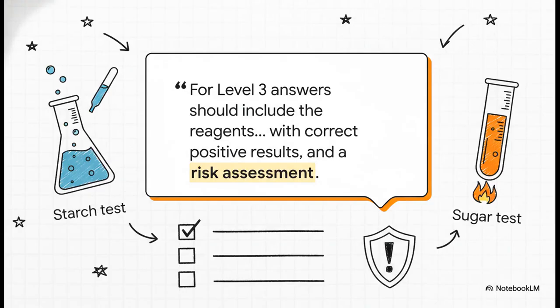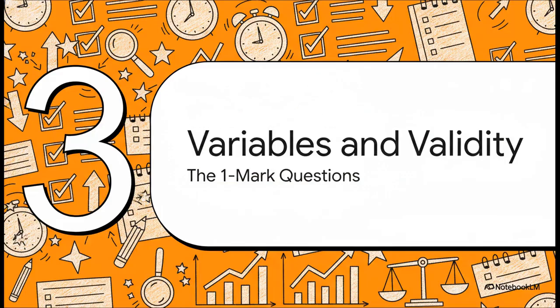And here it is. This is the secret sauce. This is a direct quote from the examiner's instructions. To get into that top band of 5 or 6 marks, what they call level 3, your answer has to have all 3 of those parts we just talked about: the starch test, the sugar test, and the risk assessment. It's literally a checklist.